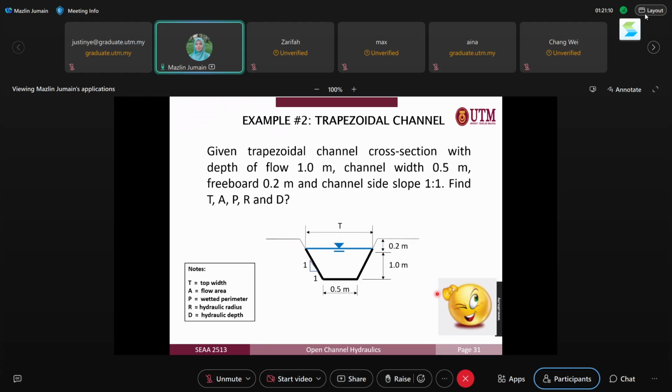Okay, and then next for the second example we have a trapezoidal channel. So this is the visualization of the channel. We have B, the bottom width, 0.5. The flow depth is 1 meter, and the freeboard is 0.2 meter. Next, we have Z here, Z equal to 1. Similar to example 1, you need to find T, A, P, R, and D.